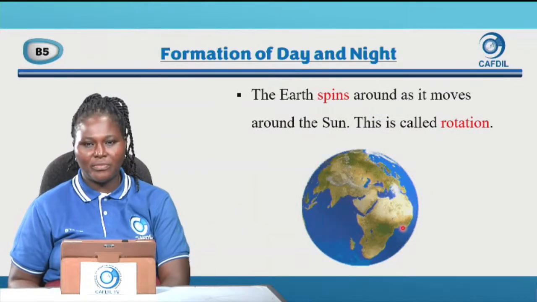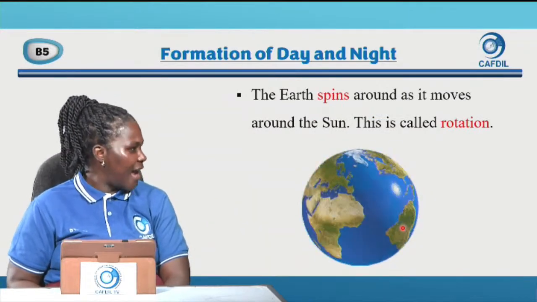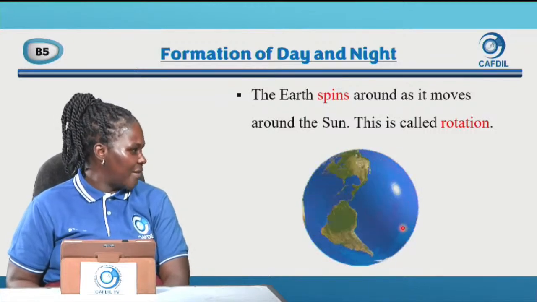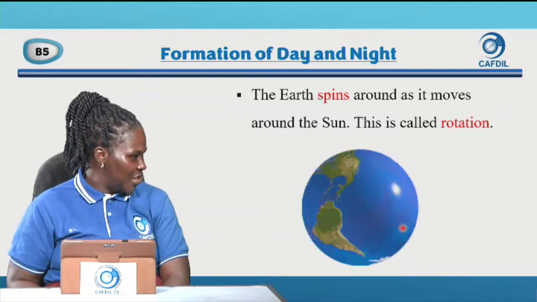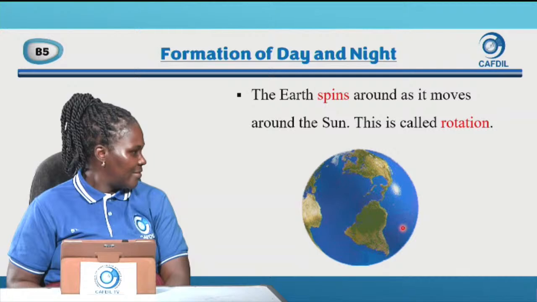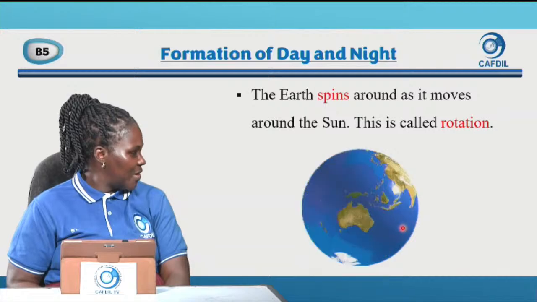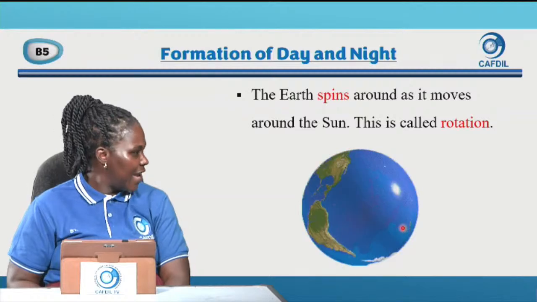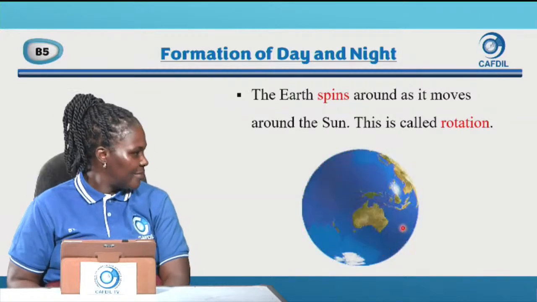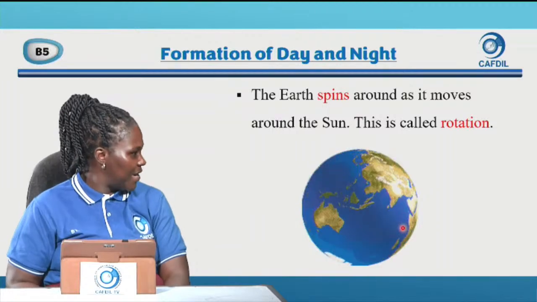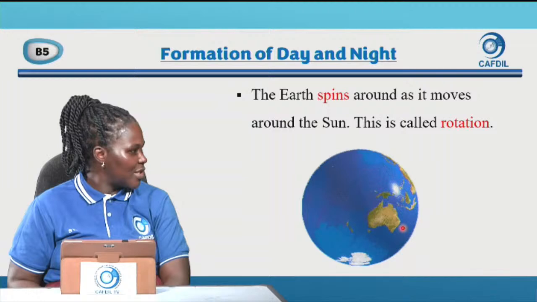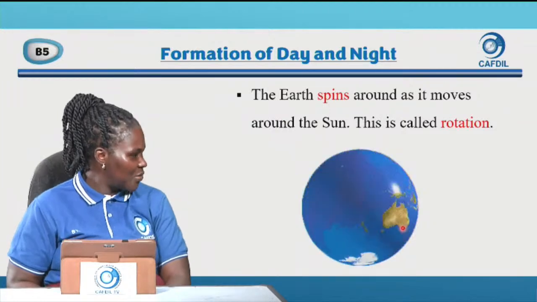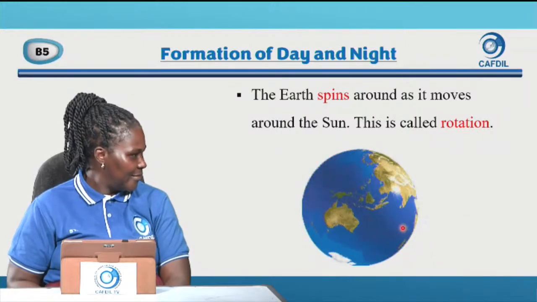Let's continue. Now the earth spins around as it moves around the sun. This is called rotation. As we can see on our screen, when it is moving, this is how it moves. The earth spins around as it moves around the sun, and this movement is called rotation.